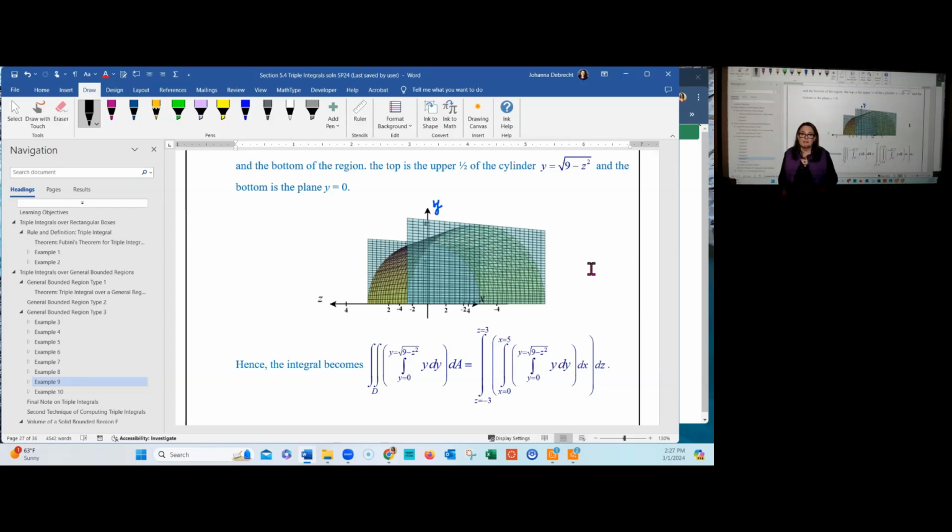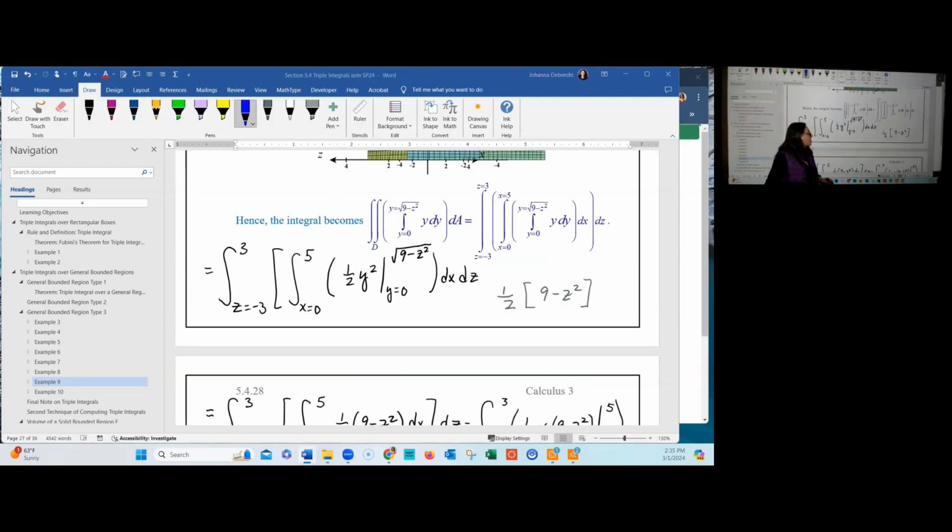Go ahead and pause the video here to work this one out, and this time try as well to write the triple integral, the iterated integral, for switching from the order dy dx dz to dy dz dx. Then turn the video back on, and we'll compare our results.